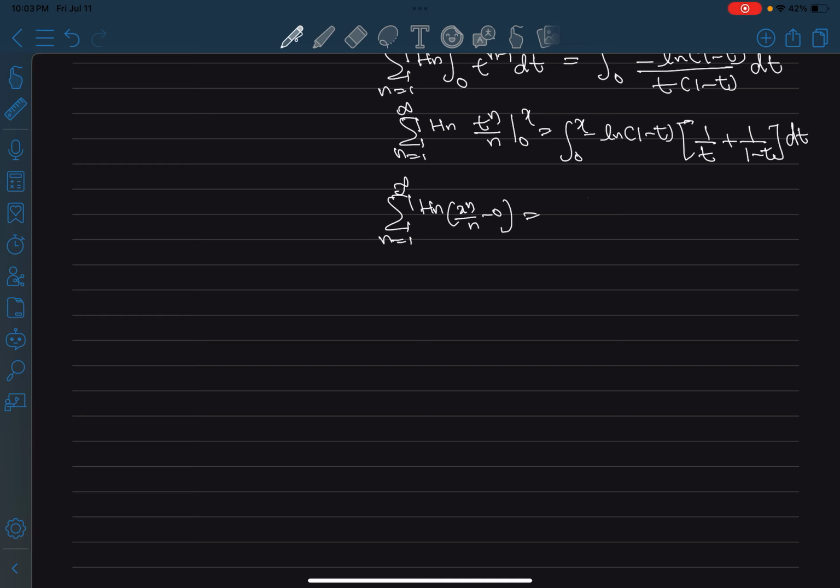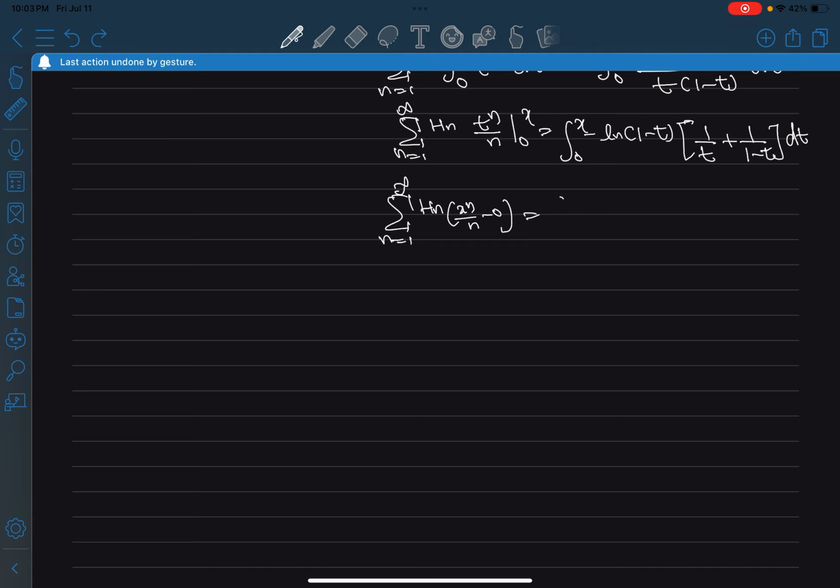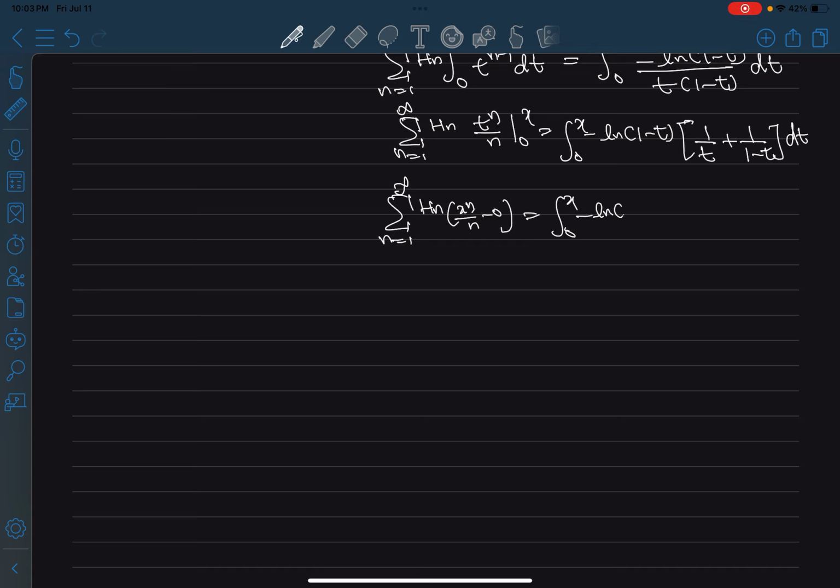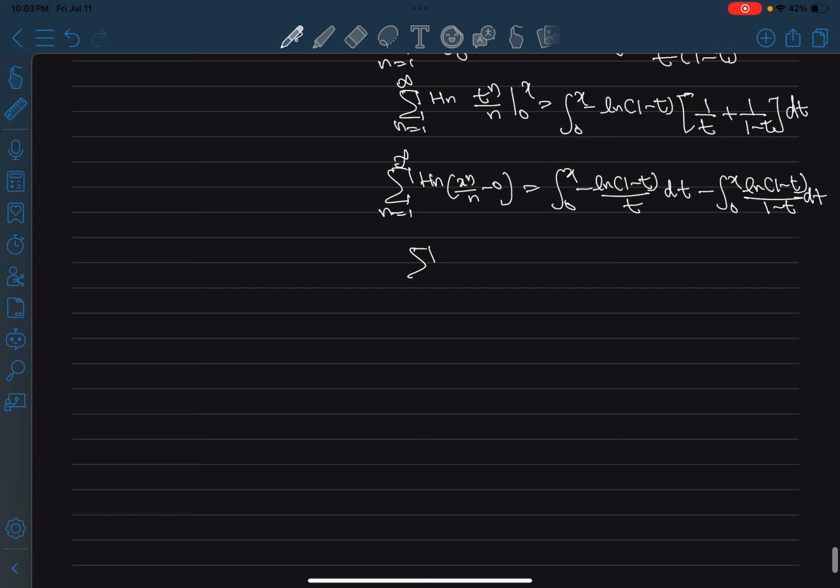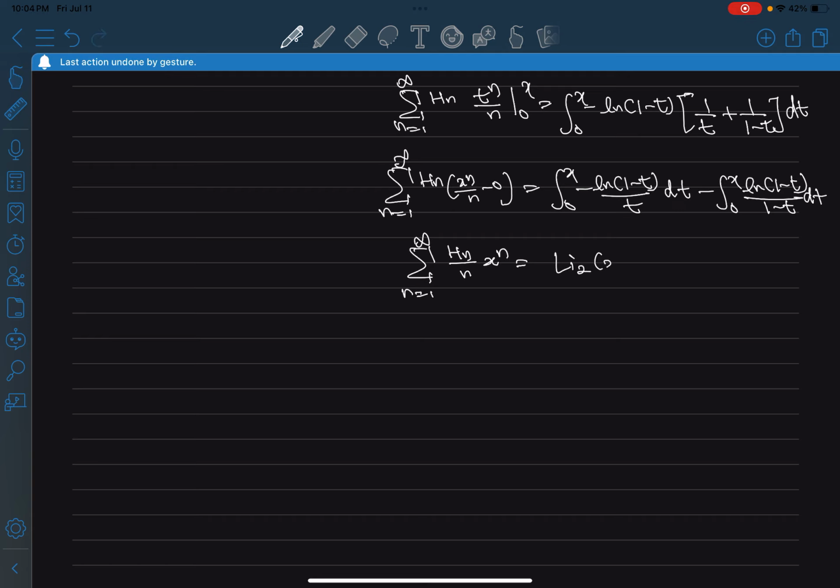And on the other side, you will have now minus the integral from 0 to x of minus ln of 1 minus t by t dt, and then again minus the integral from 0 to x of ln of 1 minus t by 1 minus t dt, right? Now, the left hand side is the sum from n equals 1 to infinity of Hn by n x to the power n. And on the other side, notice that this is just the definition of the Li2 function, right? So this is Li2 of x.